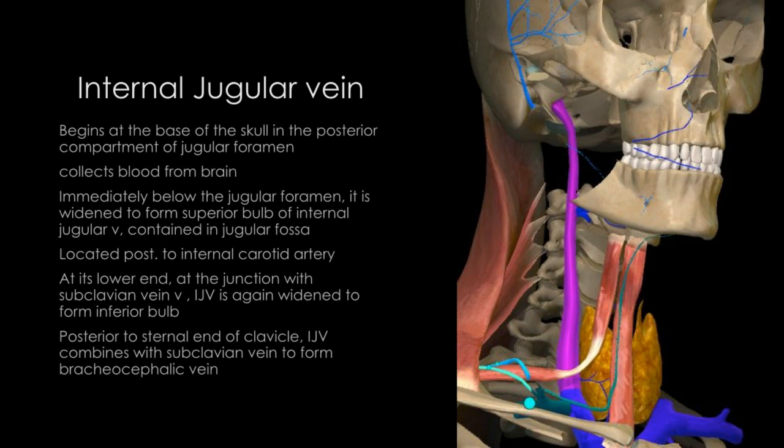Posterior to the sternal end of the clavicle, the internal jugular vein combines with the subclavian vein to form the blue colored brachiocephalic vein. So this is the region of drainage of the internal jugular vein into the brachiocephalic vein, where it joins with the subclavian vein.